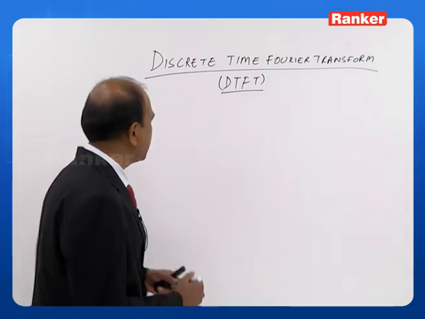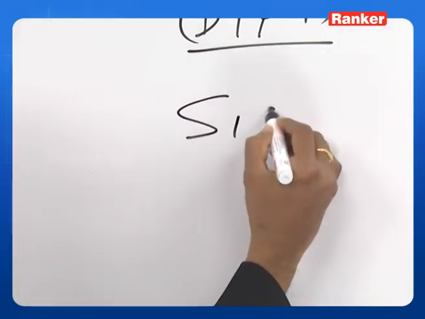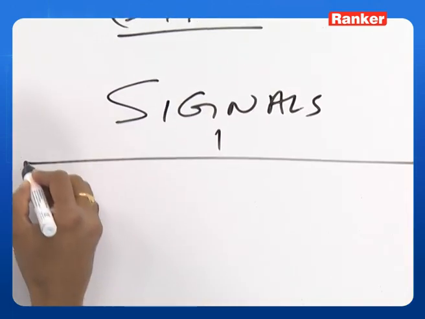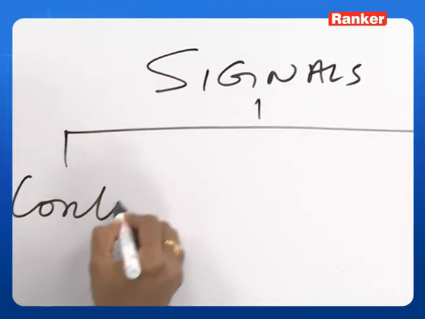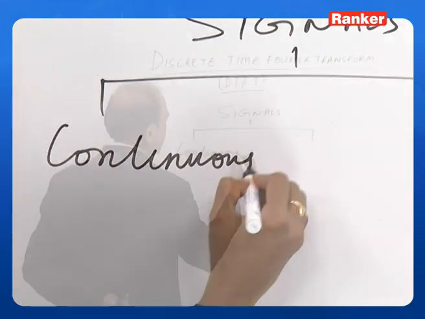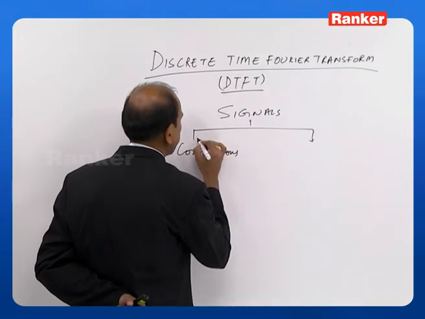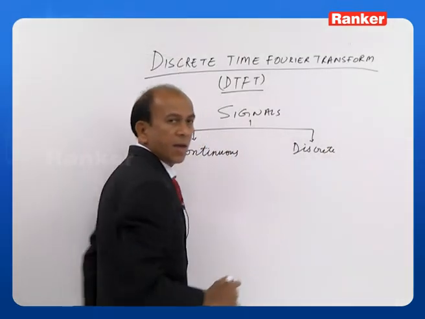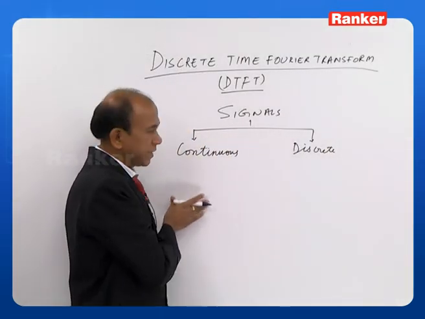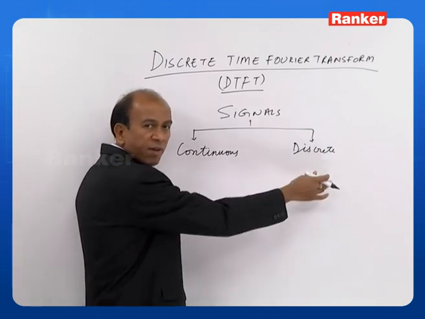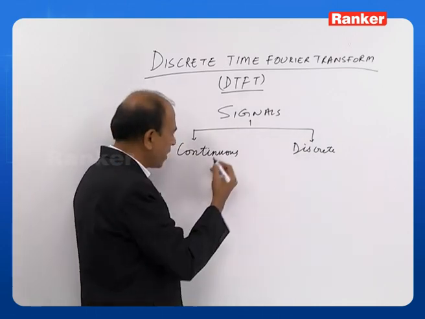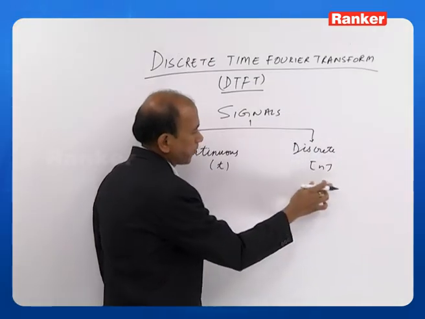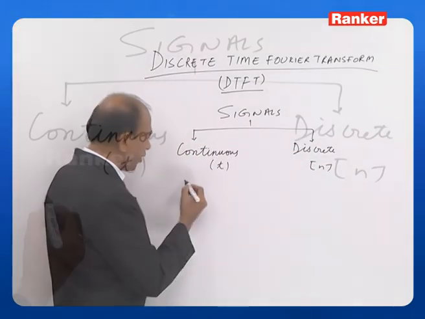That means, there are two types of signals. One is continuous and the second one is discrete. I can have a continuous time signal and I can have a discrete time signal. As you all are aware, in continuous time we use the symbol t, and for discrete time we use the symbol n.